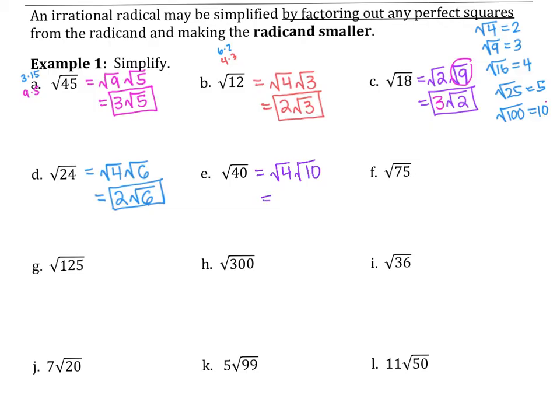The square root of 4 is 2. That's why I picked it. The square root of 10, I do not know. It's irrational, so I leave it in the radical. Okay, I'm going to keep going. Okay, now this is the square root of 75.